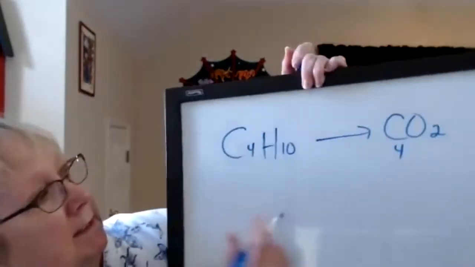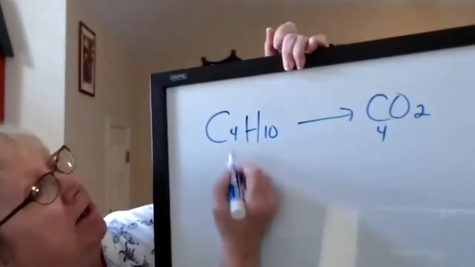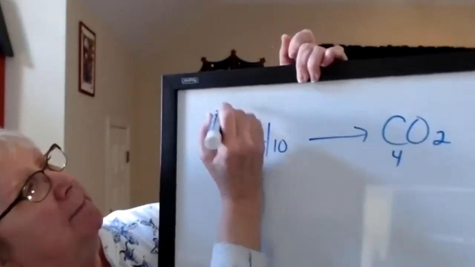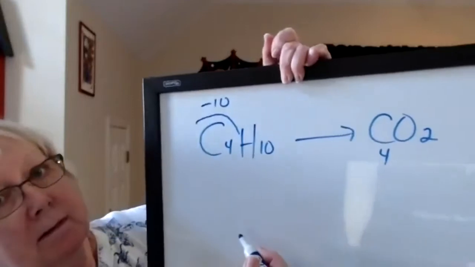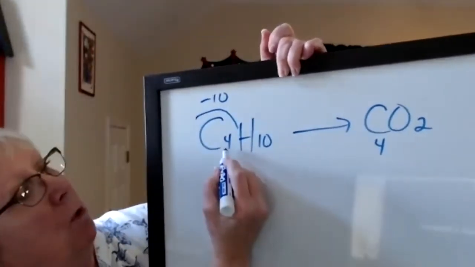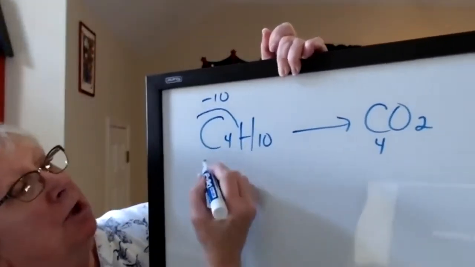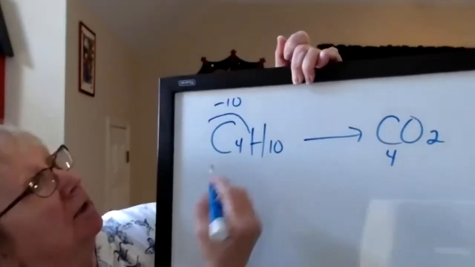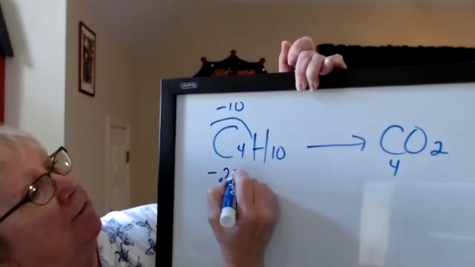Again, this is just part of the reaction. Okay, do we agree that if this is a +10, this part here has to be a -10? But there's 4 of them. So you're doing a change for each carbon. So this would be a -2.5.